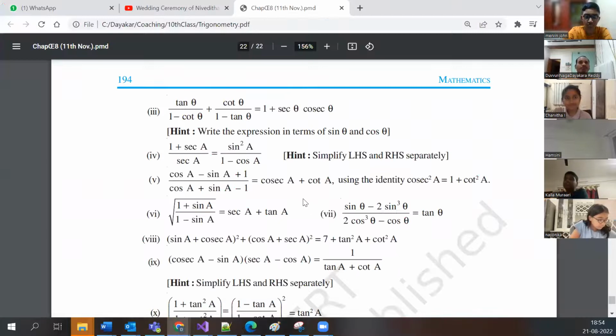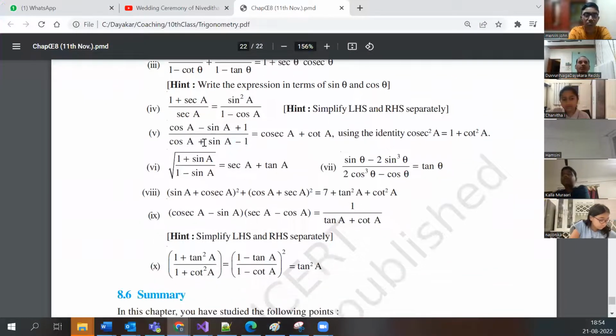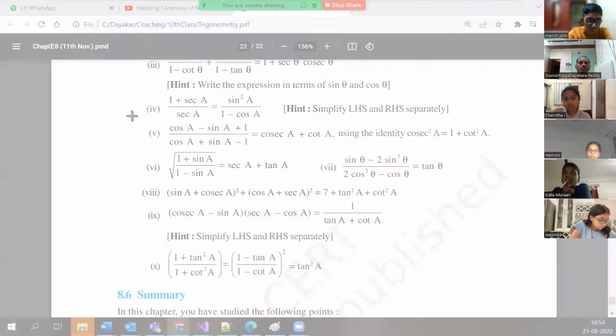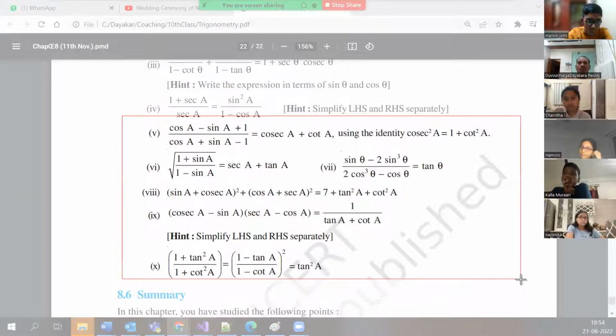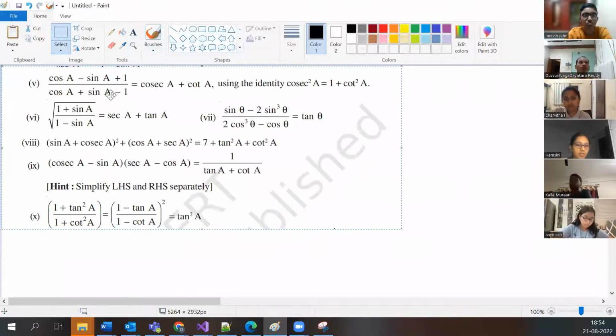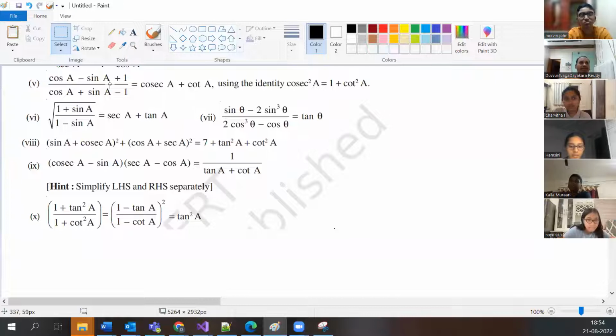Next problem. What is the next one? Yeah, this one. (cos A minus sin A plus 1) by (cos A plus sin A minus 1) equal to cosecant A plus cot A. That is what we need to prove. Okay. Let me copy this alone.